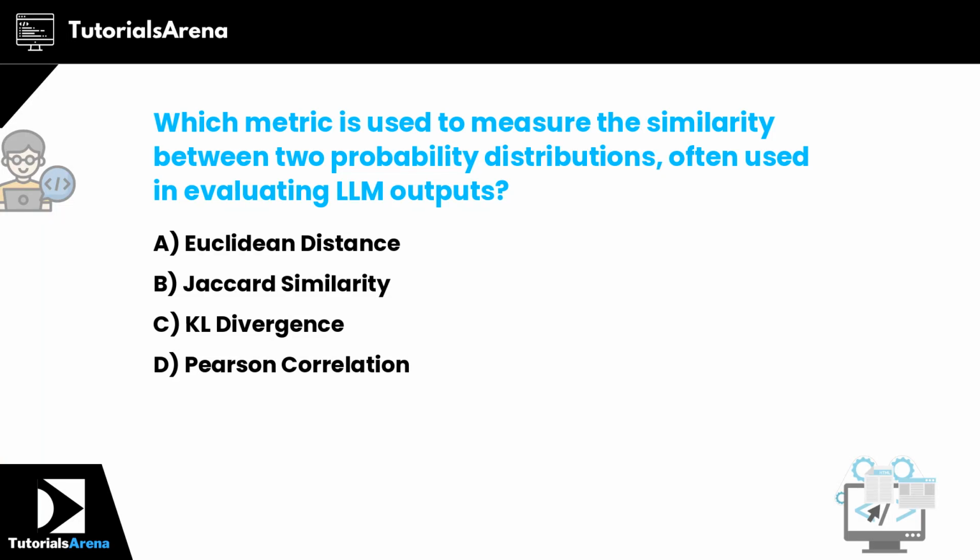Which metric is used to measure the similarity between two probability distributions, often used in evaluating LLM outputs? The correct answer is option C, KL divergence.